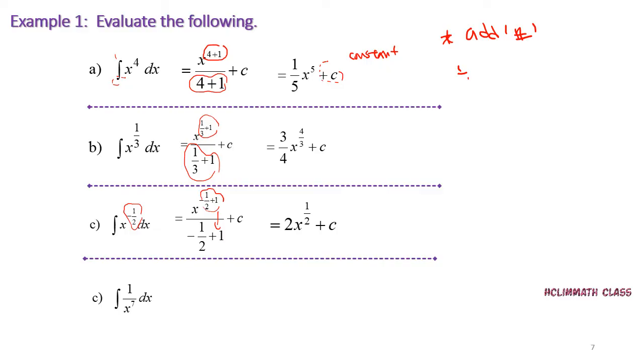And finally, for the third case, we try to convert into the index form first. So this one, if we convert, we have x to the power minus 7. So that's why minus 7 plus 1 over minus 7 plus 1. So I will have negative 1 over 6x to the power 6 plus c. So this is how we do the basic integrals.